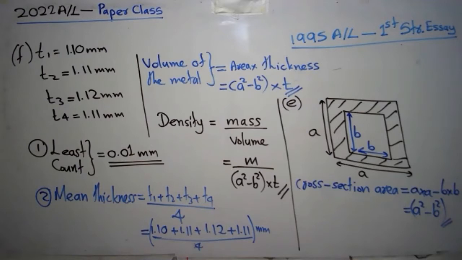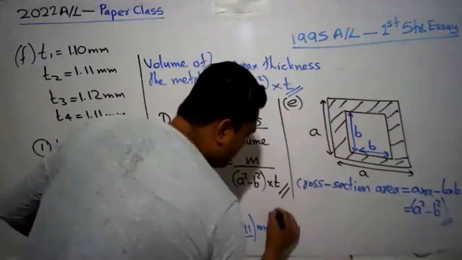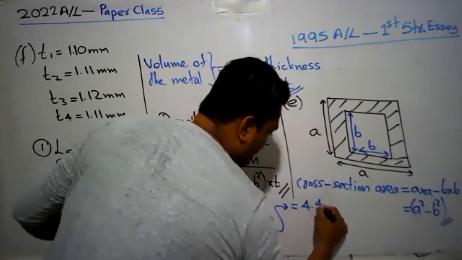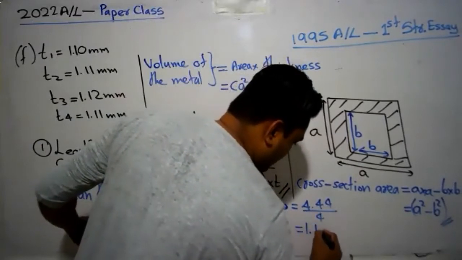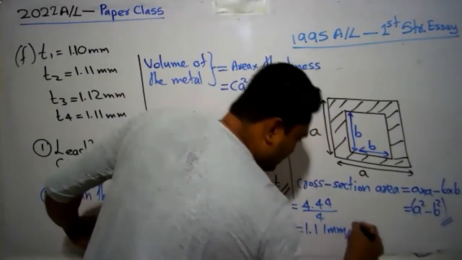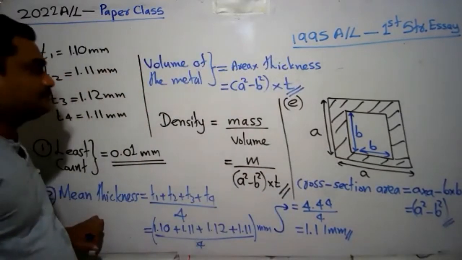We have to add these four numbers, 1.10 plus 1.11 plus 1.12 plus 1.11. If you add them all, you will get 4.44. Then 4.44 divided by 4, so you will get 1.11 millimeter. So that is the average thickness, right?